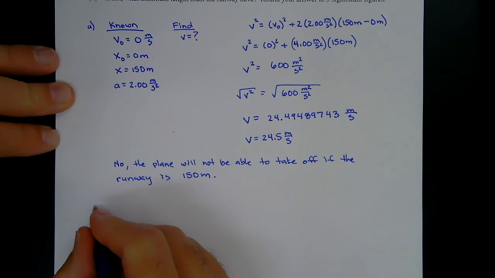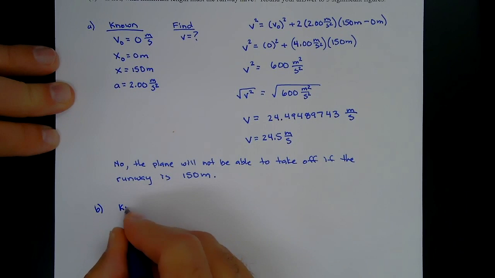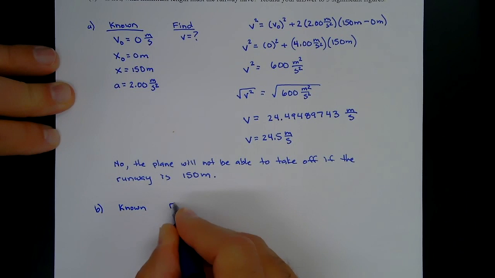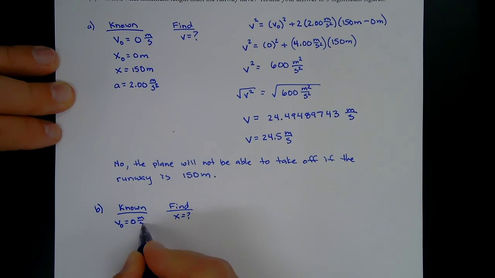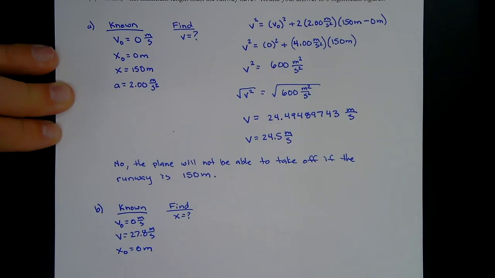All right, for part B, what is known and what am I trying to find? So this time I'm trying to find x, and what's known is my initial velocity is 0 meters per second. My final velocity must be 27.8 for it to take off. I know my initial position is 0 meters, okay? And I know my acceleration is 2.00 meters per second squared, okay?